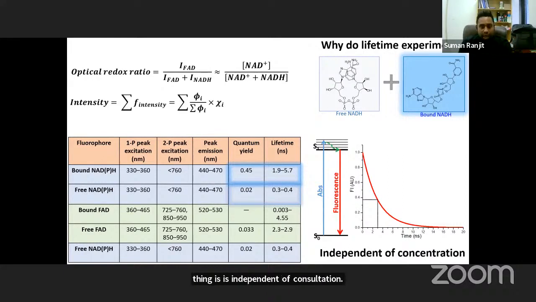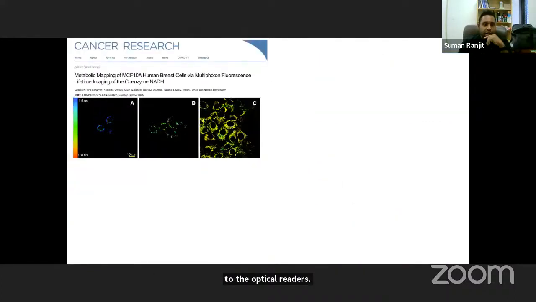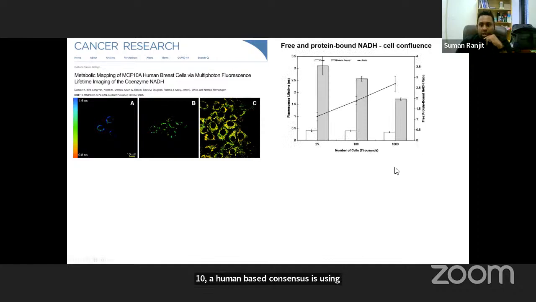Now, that's great, but we now have to correlate this back to the optical redox ratio, or ORR. The first paper that started the field of FLIM and redox measurements is from Damien Bird. They were looking at MCF10A human breast cells using multiphoton fluorescence. What they're doing is looking at the number of cells, so basically confluency, versus the lifetime, and what the free to protein-bound NADH ratio is. Keep an eye on this ratio, because that's the most important thing here, this line here.